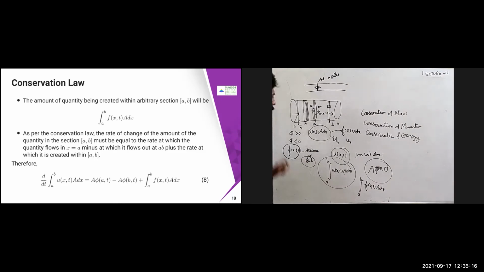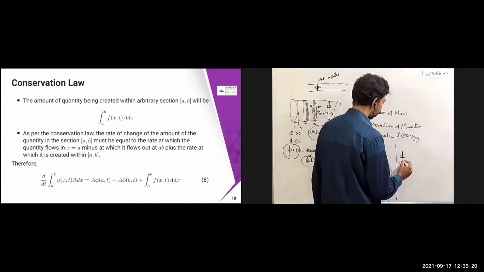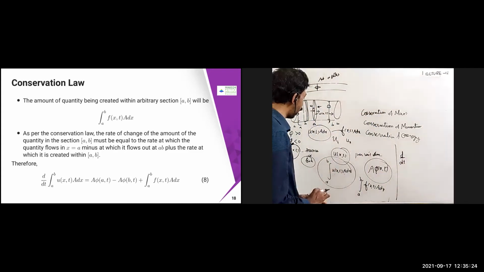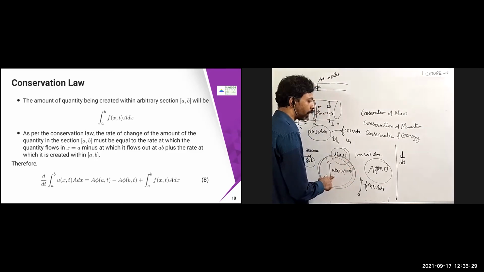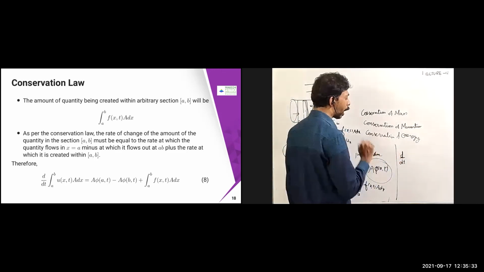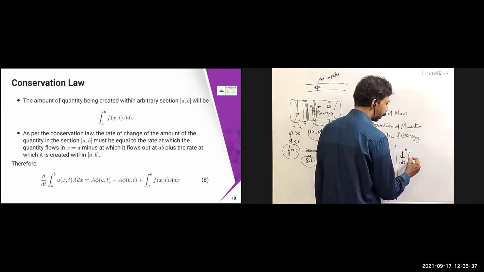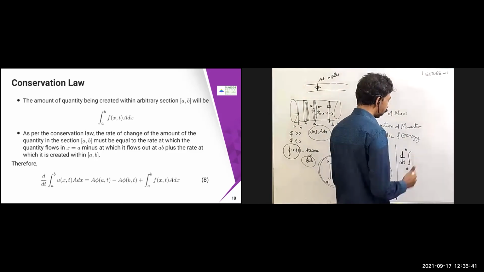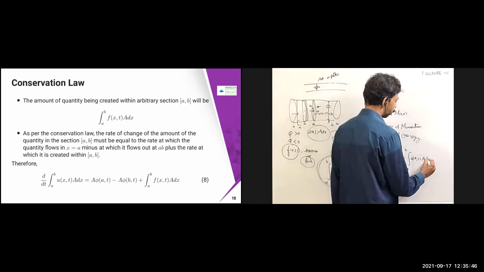So according to this, d by dt of the rate of change of the amount of quantity in the cross section AB, that is nothing but this one. This is the amount of quantity, so A of x quantity. I am just checking what is the rate of change with respect to time. So that is going to be d by dt of the integral from A to B of u of x comma t, A dx.